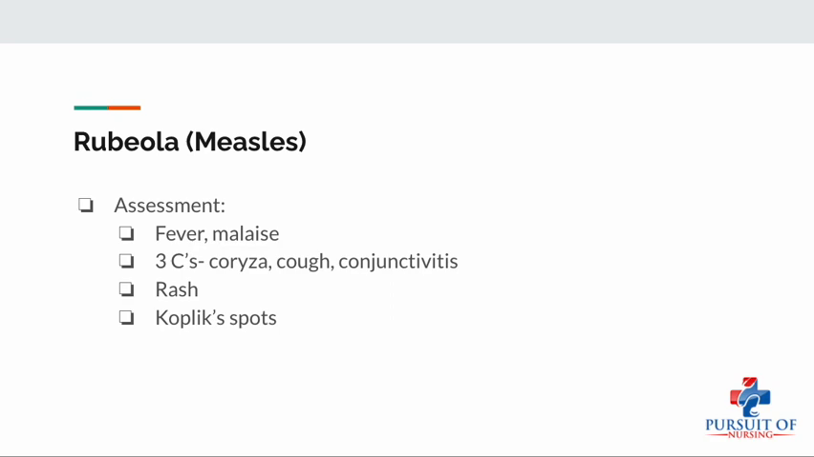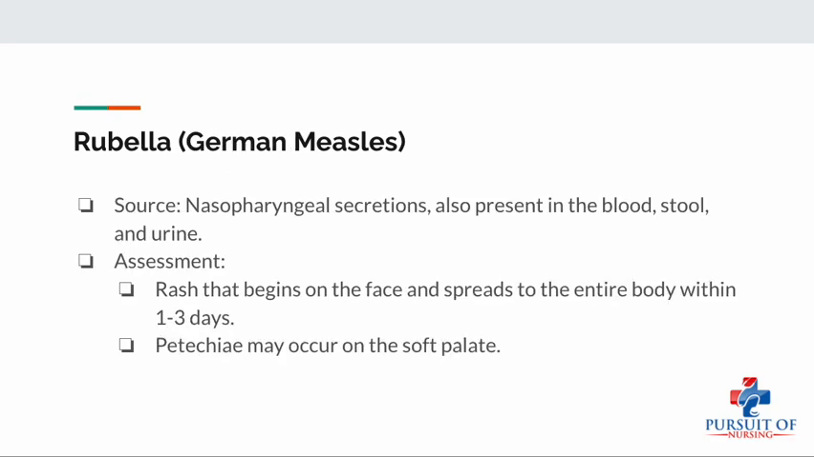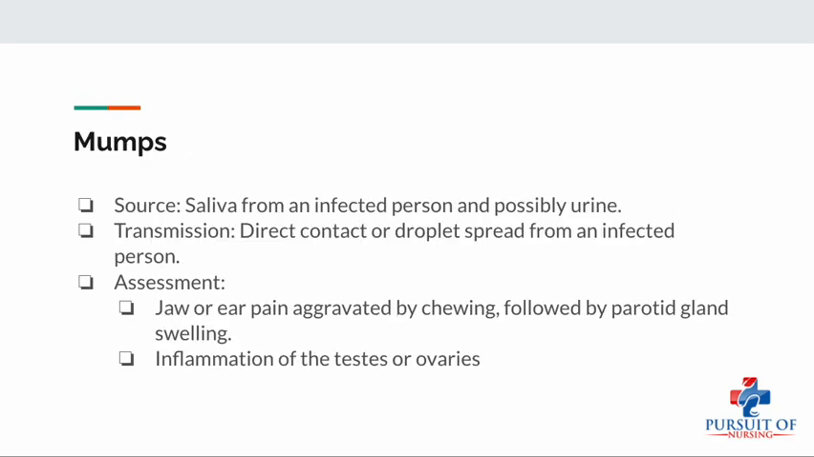I'm going to go back 1 minute here. With rubeola or measles, the rash will also start on the face and spread downward. It's going to blanch easily with pressure, and it gradually turns a brownish color, and it may have desquamation as well. So then we have our German measles.